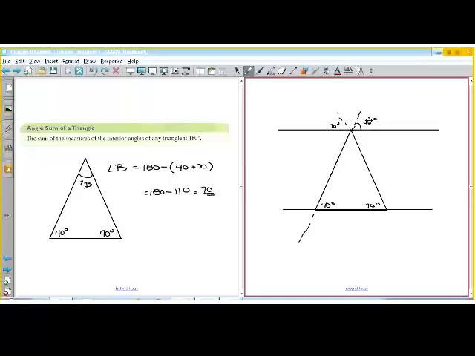Because this is a straight line, we know that the sum of these three angles has to be 180. That means this middle angle has to be, that's 110, so this is 70, right? That's also 70 degrees. So I'm just using the fact that you've got a straight angle. And the three angles are supplementary to each other.